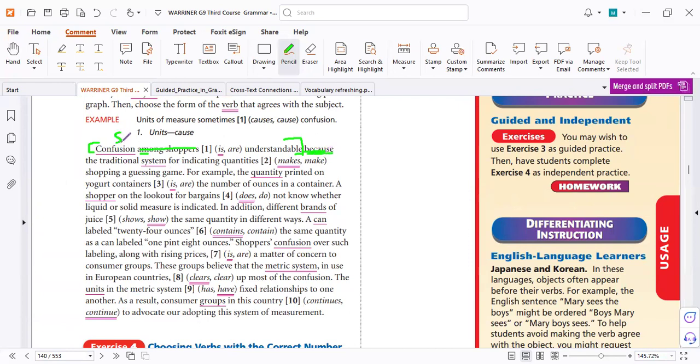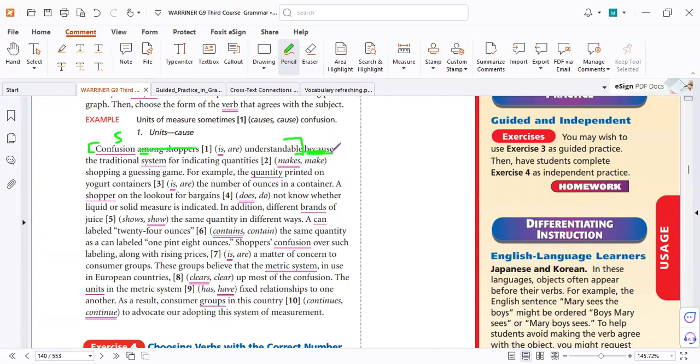So confusion is the subject because logically it cannot be hard. What is understandable? Shoppers or the confusion? So by logic, it's the confusion. But sometimes I don't need logic. I like you to delete the phrases first, clauses, non-essential, to make sure. After finding the subject, ask yourself by logic. Confusion is understandable? Yes.